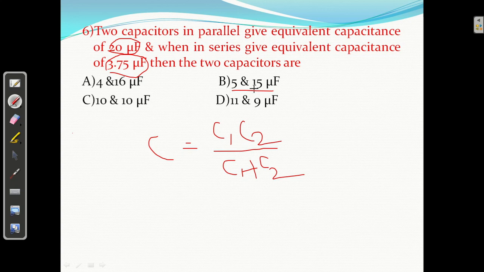5 × 15 75 upon 5 + 15 20. 75 upon 20, क्या होगा? It is 3.75. Right ना? So this is the correct answer, B. 5 and 15. So such type of problem. 10 and 10 क्या होगा? 10 × 10 100 upon 10 + 10 20. 5 आना चाहिए. अगर ये 5 होता तो this is the answer. Clear ना? So in this way we can solve the problem. So such type of problem you can solve from the options, right?